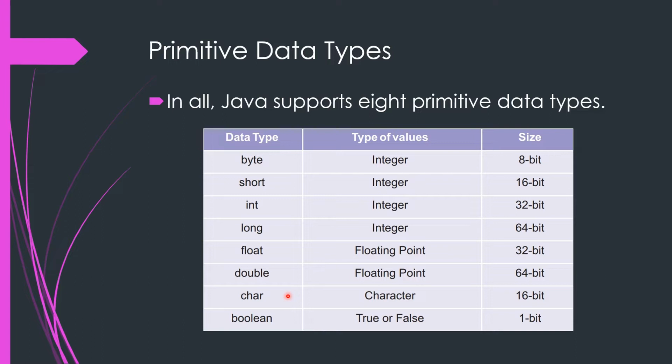Then there is char, which is basically character. It can store character values and its size is 16-bit. Then there is boolean, which can store a true or false value, meaning any one of them, and its size is 1 bit. So these are the 8 primitive data types that Java supports.